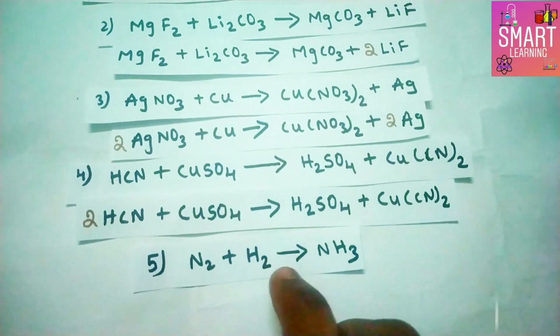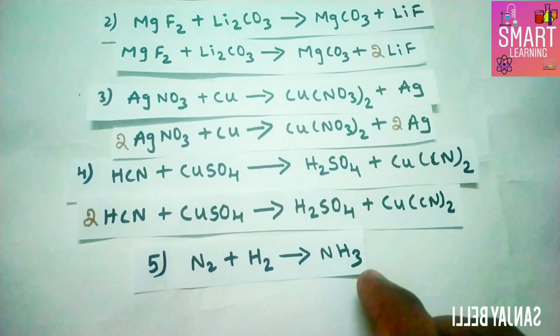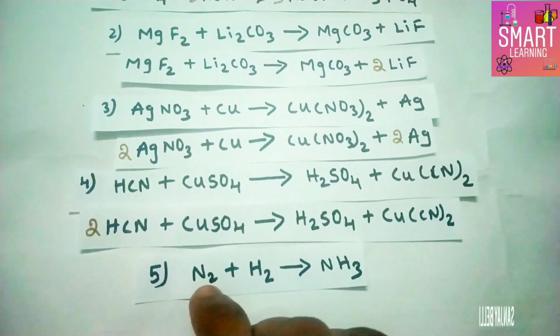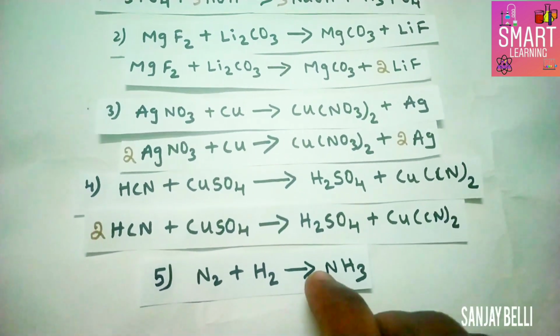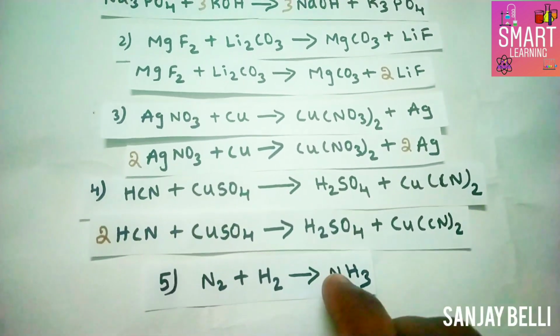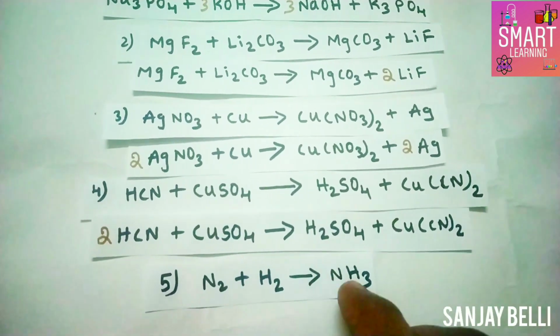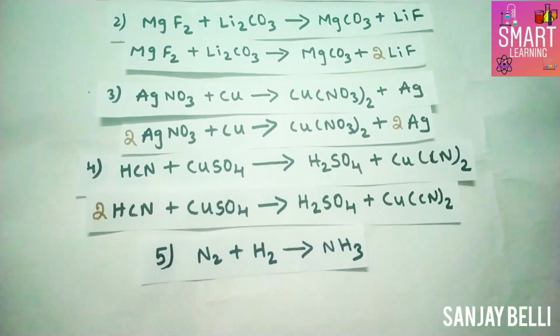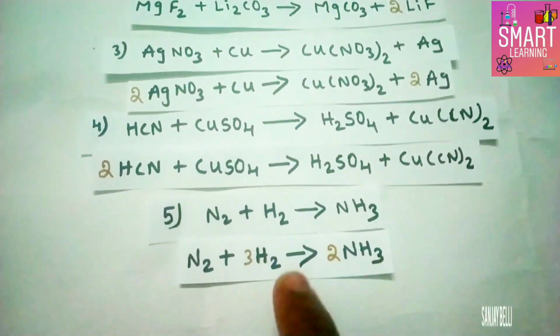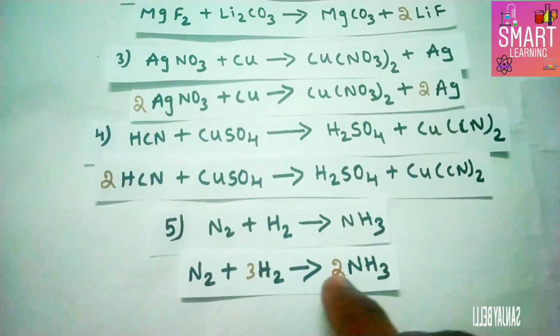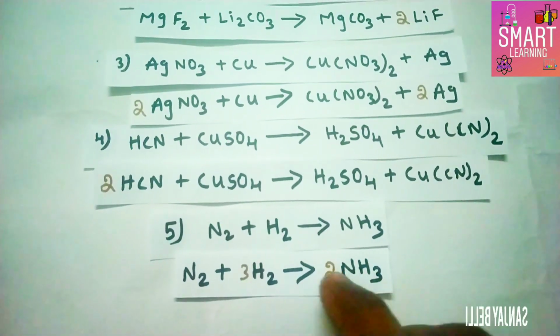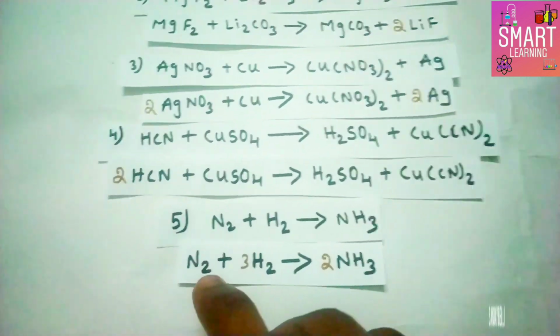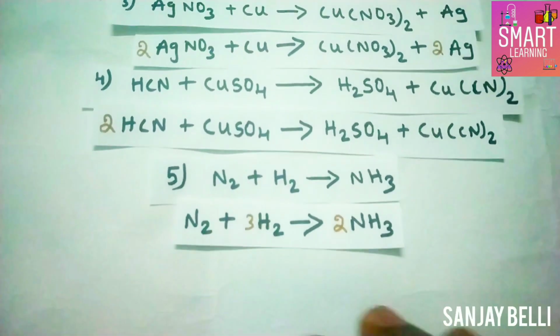Next, your fifth question. N2 plus H2 gives rise to NH3. Here you see you have 2 nitrogens, so here you have to keep a 2. 2 3s are 6, so here you have to keep a 3. Okay, this is your answer. 3 2s are 6 hydrogens, 2 3s are 6 hydrogens, 2 nitrogens, and here also you have 2 nitrogens.